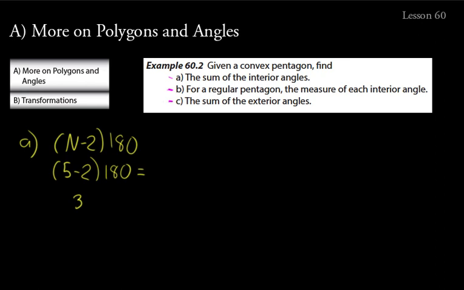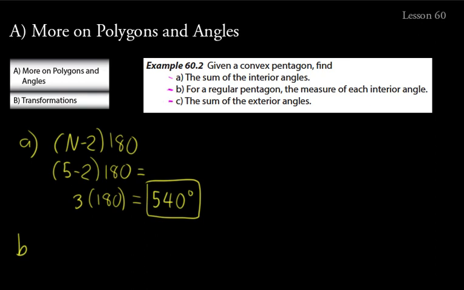So 3 times 180. You can use your calculator if you want. It doesn't say to, but hopefully that's a pretty easy problem for you to do in your head, or just do on paper real quick. 3 times 18 is 54. Add a 0, 540 degrees.